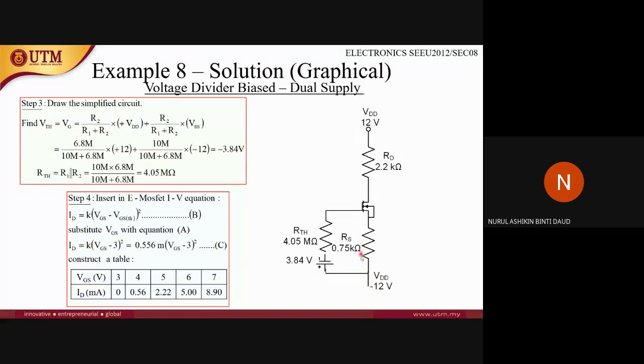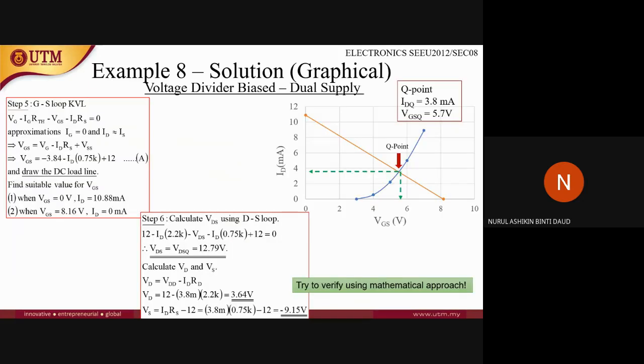Why plus? Because when you take this loop and draw here, it comes out from minus, so this is positive. You are taking this loop, so you can see that it comes out at the positive sign. That's why it will be plus here.